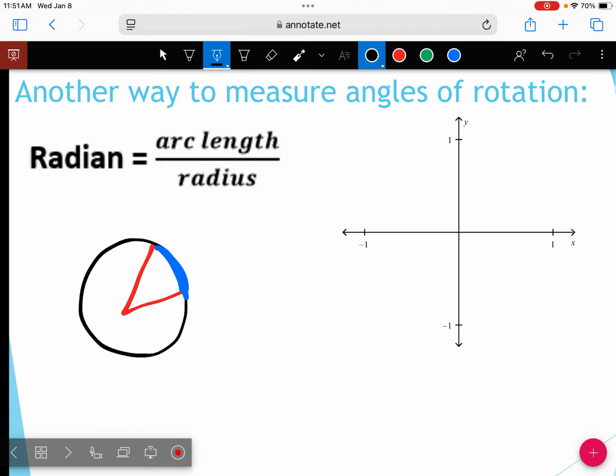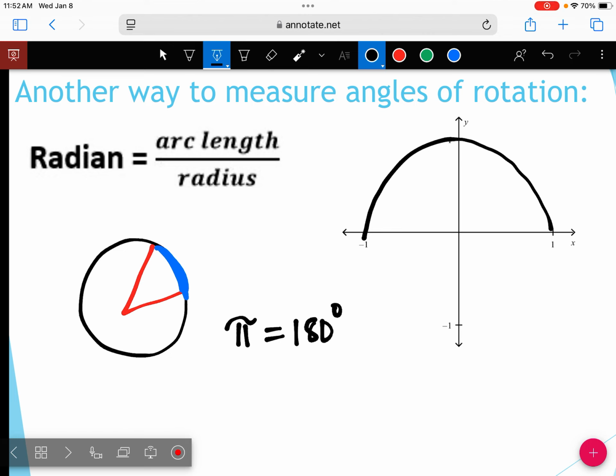If I were to draw a half circle, and if I were to measure the length of that half circle, I would get that the length is pi. And that's really, really important. Pi is the same as 180 degrees. So that's our unit conversion.